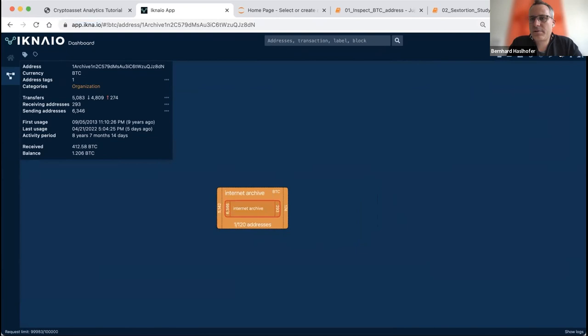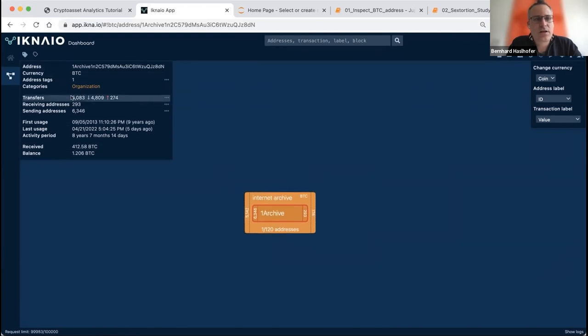So this is the address I just entered. This is the Internet Archive's donation address. I see that it's a Bitcoin address. And I also see some statistical summaries for this single address. So I see how many transactions it was involved in. It was involved in more than 4,000 receiving transactions and a bit more than 200 sending transactions. It received money from 6,000 other addresses and sent money to 293 other addresses. And it has been active for almost 10 years. It started in 2013 and it's still active.